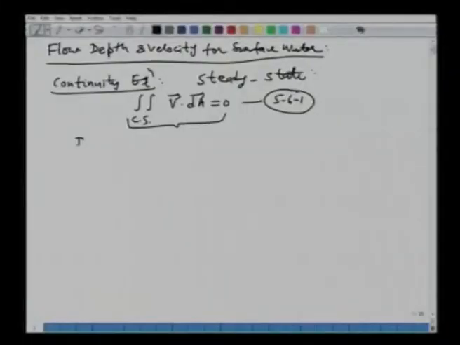So, if we apply that, all we need to do is look at the control surfaces, see what the movement of water across each control surface is, and then take inflows as negative and outflows as positive, sum them up and equate it to 0.